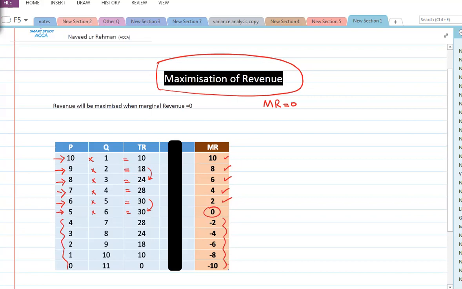Now, if you want to maximize your revenue, this is the point where you are going to stop. If you further reduce the price, your revenue will be less. If you increase the price, your revenue will not be maximized either. So the revenue will be maximized when your marginal revenue is equal to 0. That's what you have to remember.